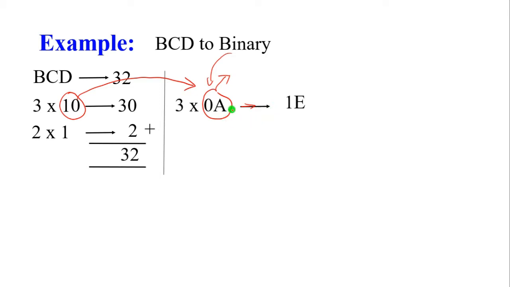The result of 3 into 0a is 1e. How do we find this 1e? 3 into 10, actually this number is 0a in hexadecimal representation, which is 10. 3 into 10 is 30, in decimal number format. How do we convert this into a hexadecimal number? Divide by 16: the remainder is 14 and the quotient is 1. The answer becomes 1, 14. In a hexadecimal number, this 14 becomes e. That's why the result value becomes 1e.